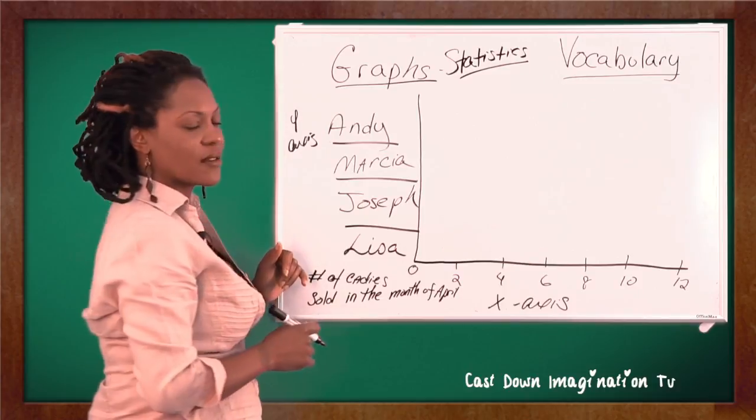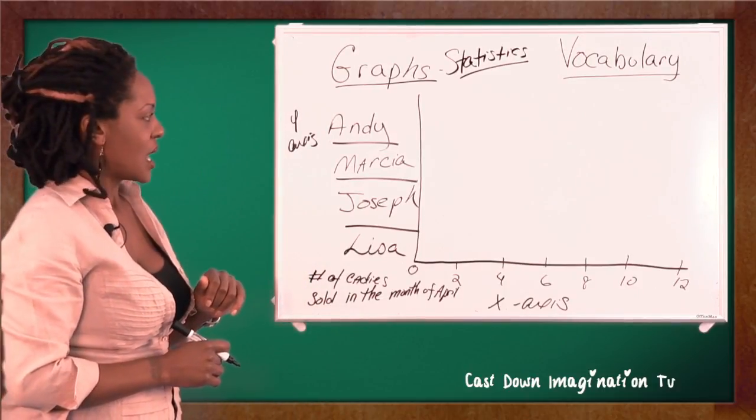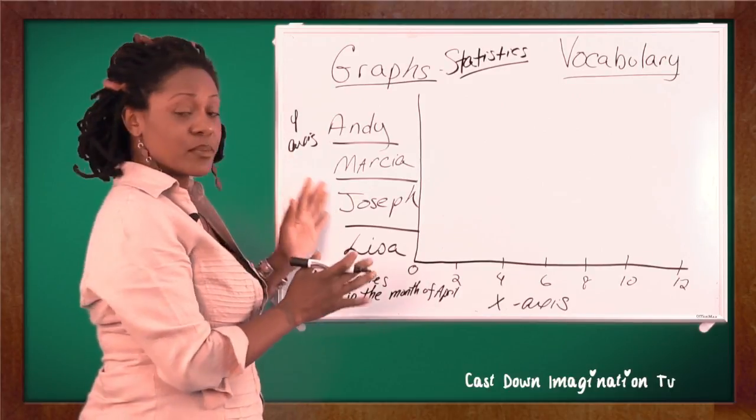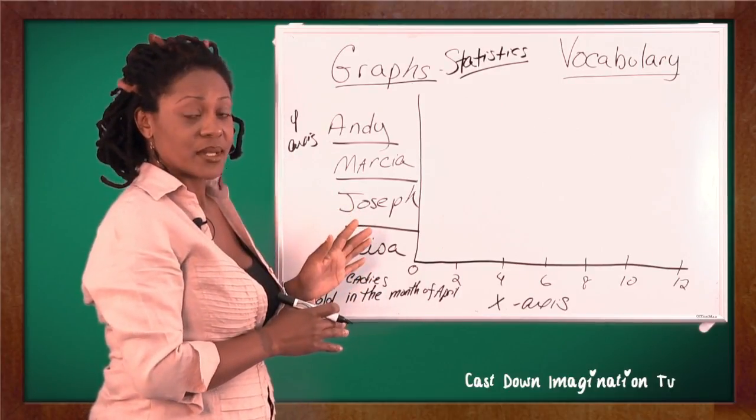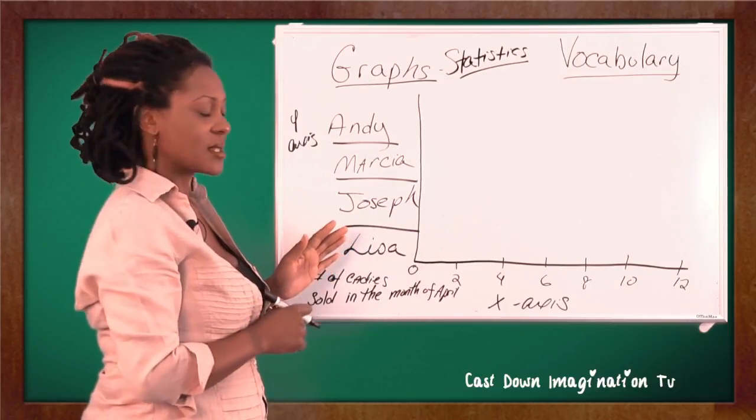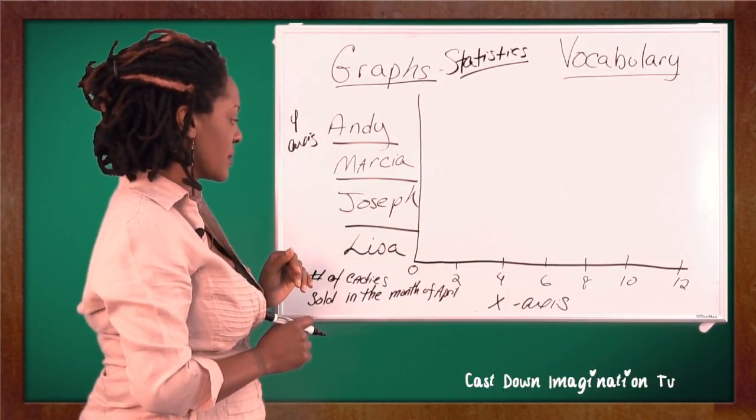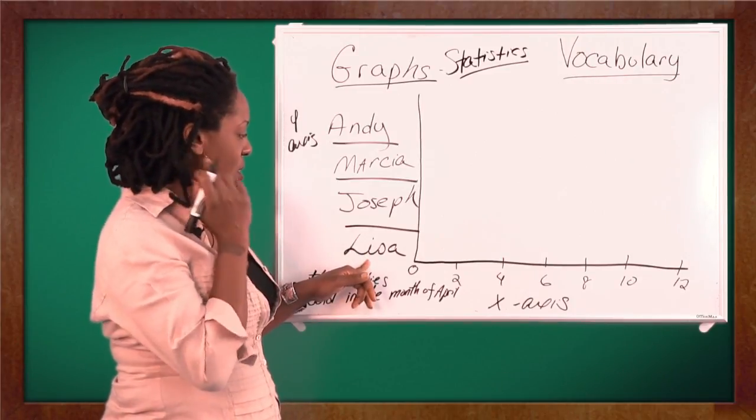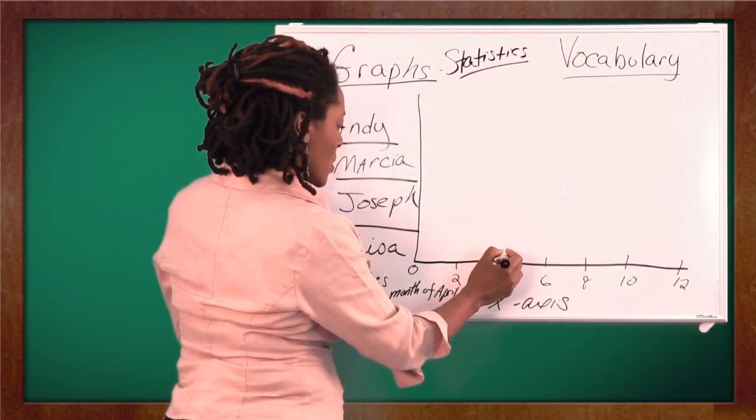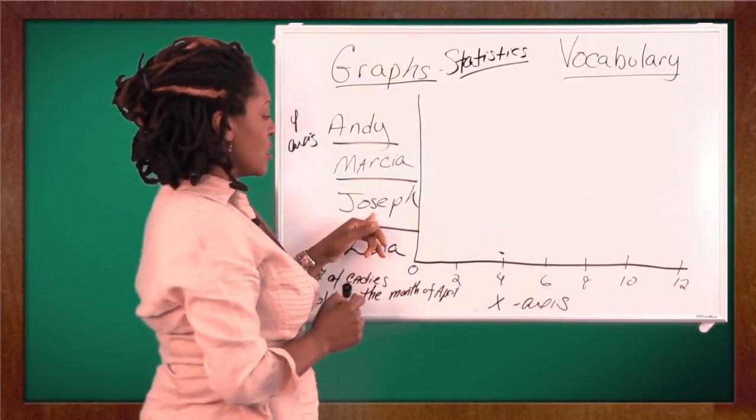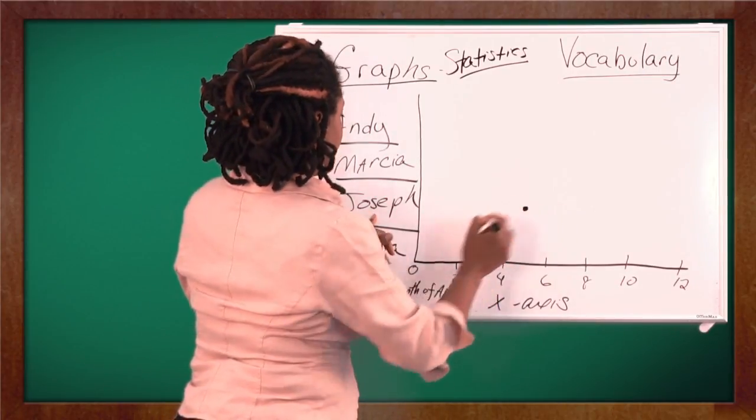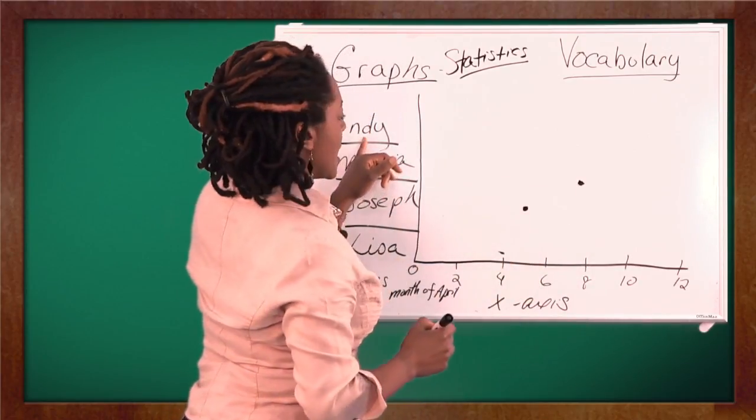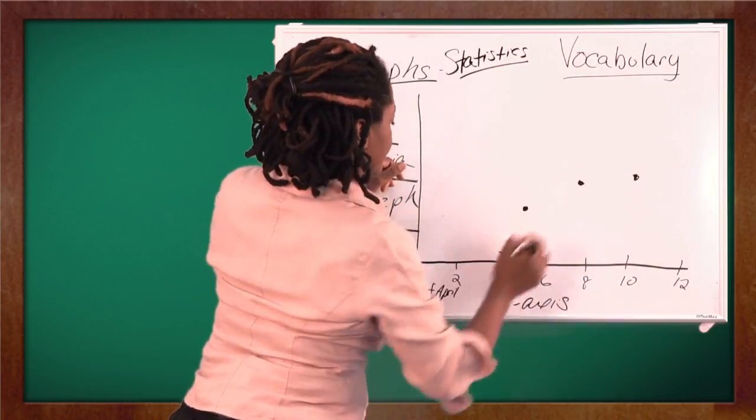So say these students had a fundraiser going at their school, and a teacher wants to evaluate how many candies each student sold. Well, we can put that on a graph and give a visual representation of what that progress looks like and what all the information entails. So let's say we're going to start with Lisa, and let's say within the month of April, Lisa sold 4 candies. Joseph sold 5. Marcia sold 8. And Andy sold 10.